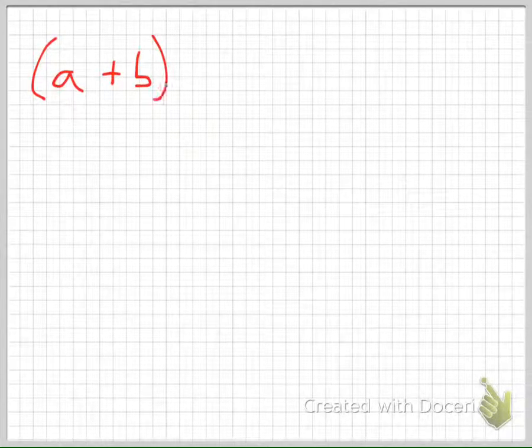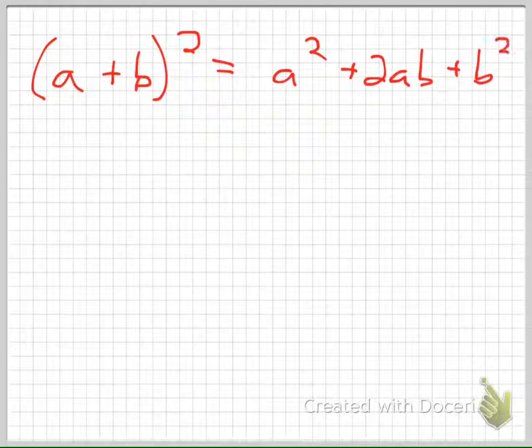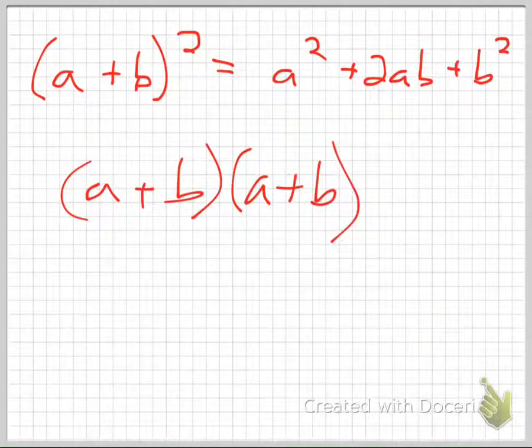So I'm going to put it up here again. A plus b squared is the same as a squared plus 2ab plus b squared. Like I said, if I was to take the time here to go a plus b times a plus b, do you know what it turns out to look exactly like? Right? It's that.